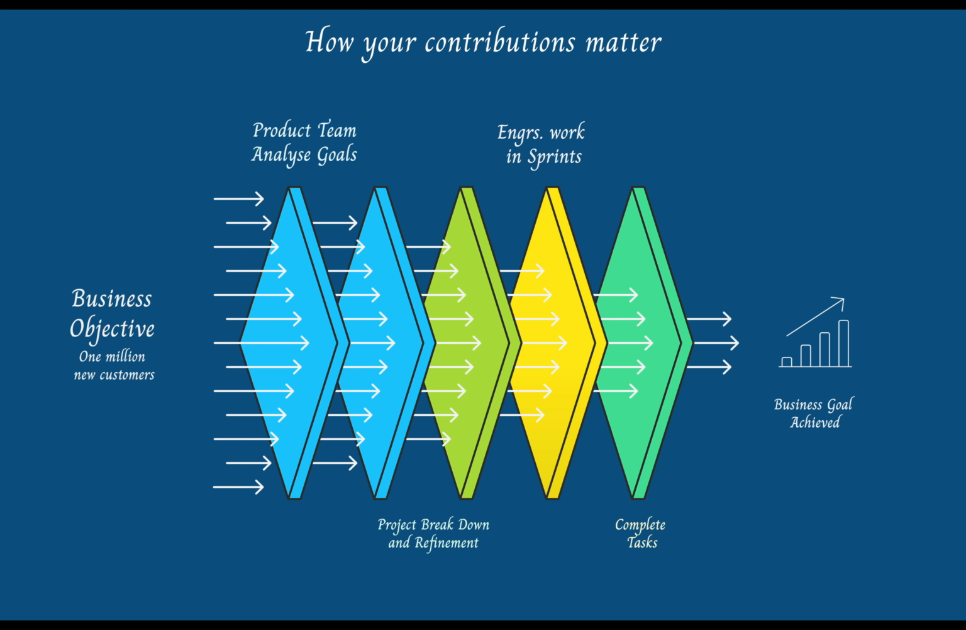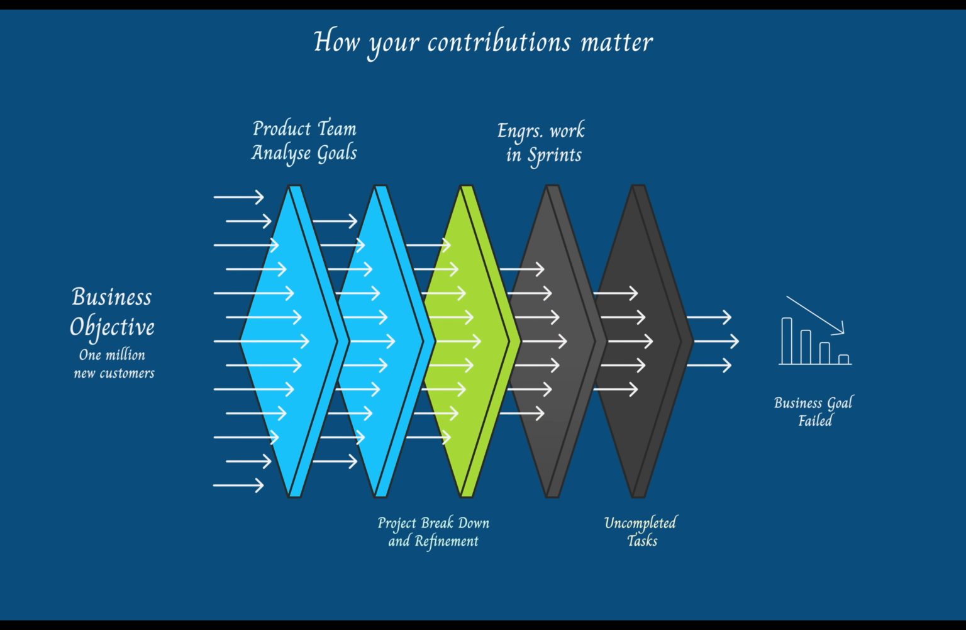We've cited an example of a business that has an objective of bringing in 1 million new customers in half of the year. Now, to achieve this objective, the product team will come around, analyze that particular objective, and then come up with project breakdowns. And then this project breakdown will further be refined by the engineering team. The engineering team will then come up with individual tasks that can be grouped into sprints. And then in each sprint, each engineer in the engineering team will be assigned a particular task.